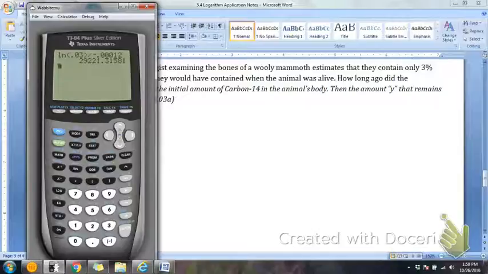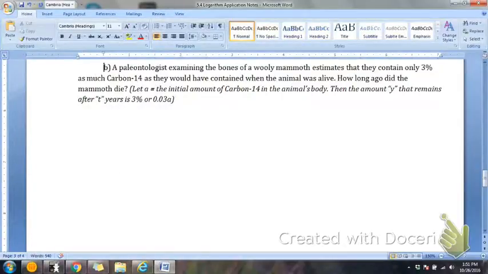So 0.03 divided by. What does this mean, this 29,000? Emily Harris, what does this 29,000 mean? It means the years that they've been deceased. Okay, because the question said, how long ago did the woolly mammoth die? So we would say, there you go. The woolly mammoth.